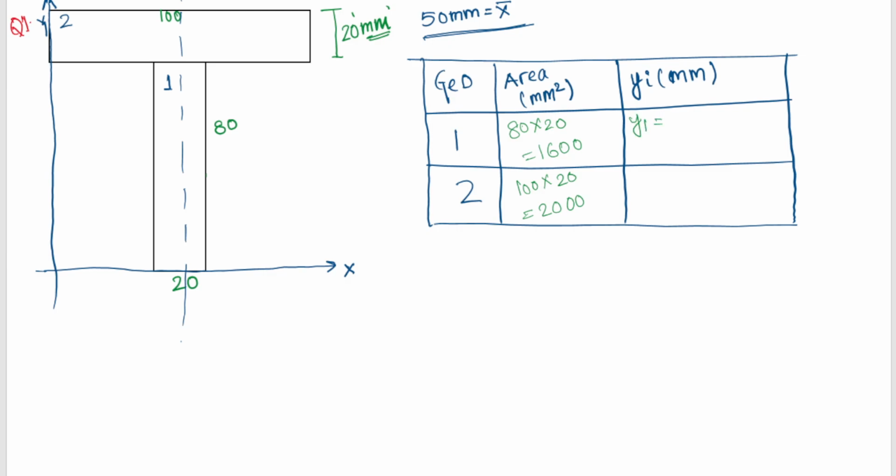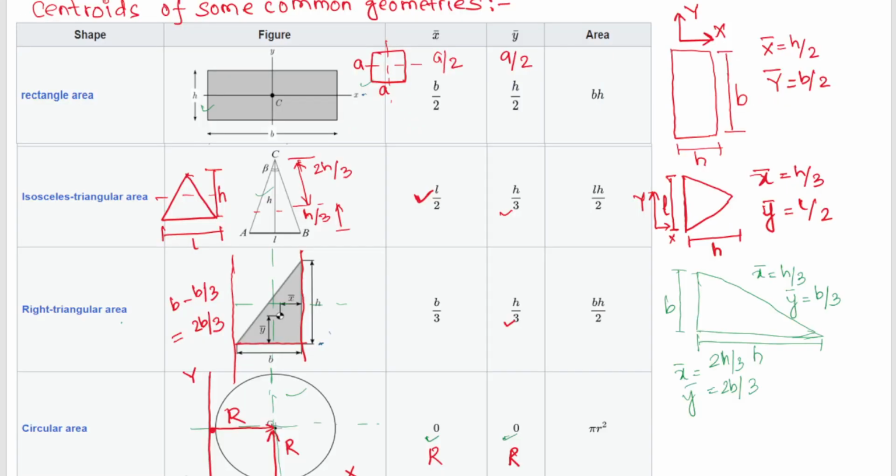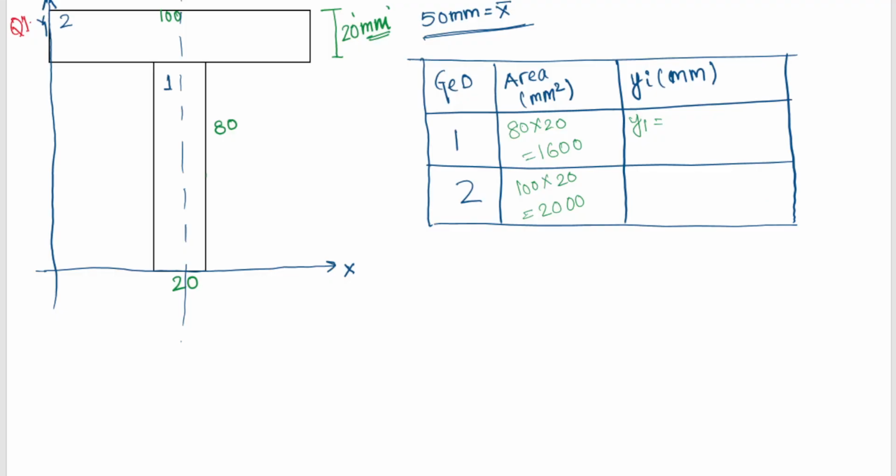So y1 is equal to, in the y direction, we see that the bottom part of geometry 1 is in contact with the reference axis. And it is symmetric about the vertical axis also. So for a rectangle in this portion, we have seen that it becomes half of the height, so b by 2. Putting the values here, the total height is 80, which is b, so y1 is b by 2, which is 80 by 2, equal to 40.